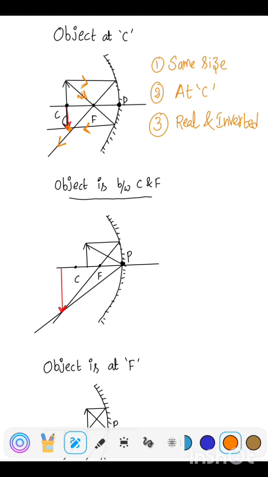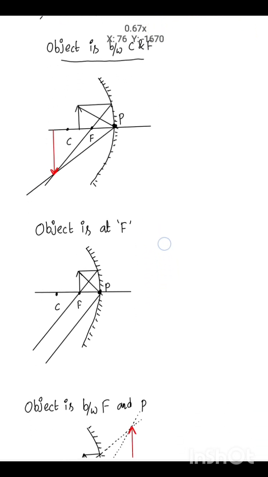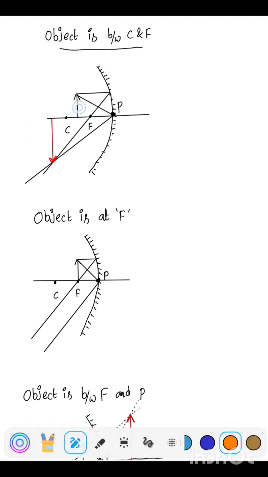Now let us see the remaining three positions. When the object is in between center of curvature and focus, so this is the incident ray, this is the reflected ray. When the incident ray strikes the pole obliquely with some angle, then the reflected ray comes back with the same angle, making with the principal axis. Now these two reflected rays are meeting at this point. Therefore here you will have arrowhead and here you have arrow tail.